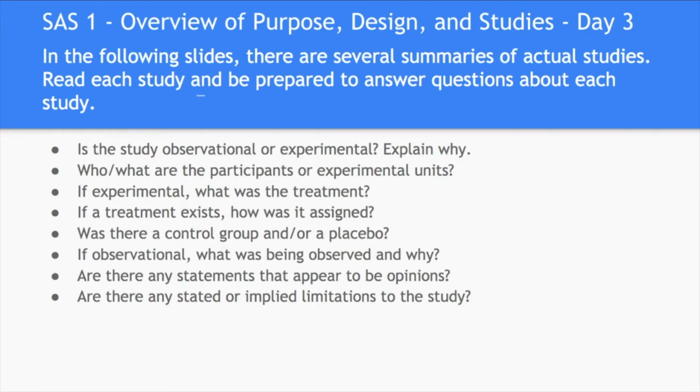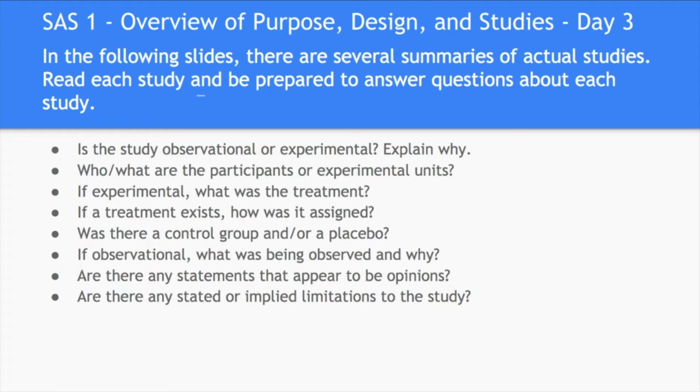Anyway, if experimental, what was a treatment? You know, if it is experimental, there's a treatment involved. We'd have to define what that is. That way we can prove that it is an experimental study. If a treatment exists, how was it assigned? Now, that's kind of important to understand. How do we determine who gets the treatment and who does not? If it is an experimental study, was there a control group and or a placebo? In other words, was there a group of people or participants that were not given the treatment? We do that simply so we can compare the results of both.